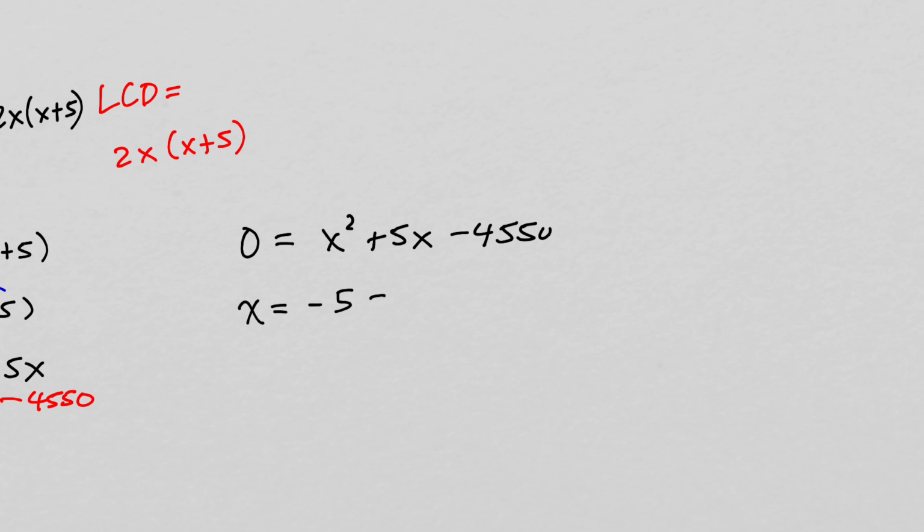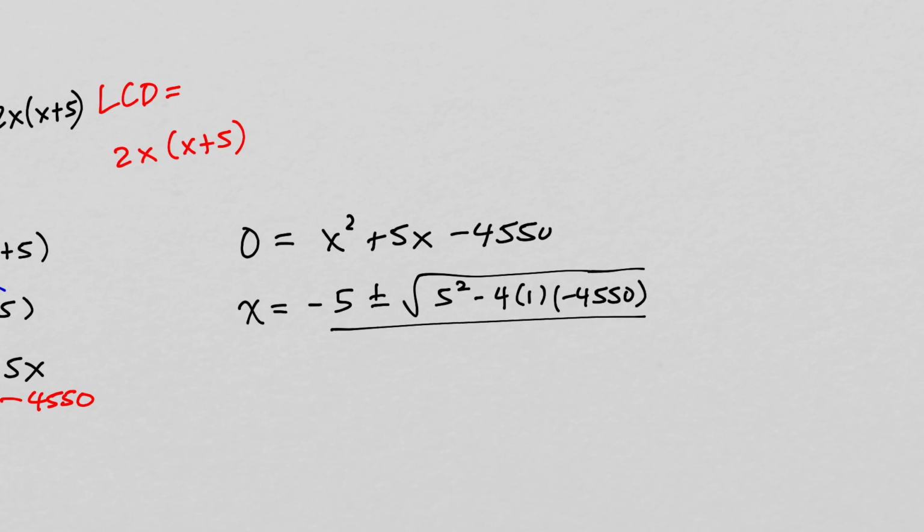So the quadratic formula says we get -5, plus or minus the square root of 5 squared minus 4 times 1 times negative 4550, all divided by 2 times 1. And this is the square root of 25 plus 4 times 4550, and that number ends up being 18,255.